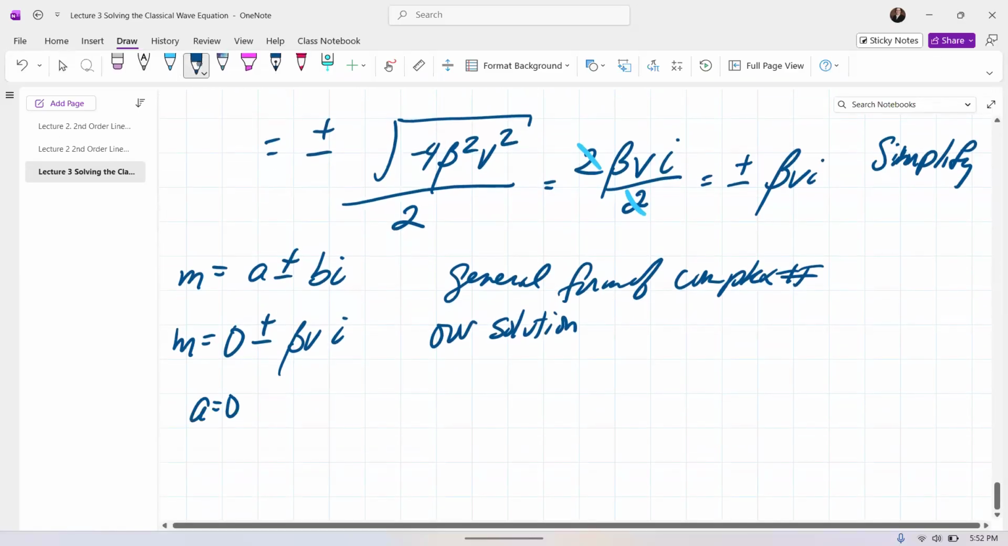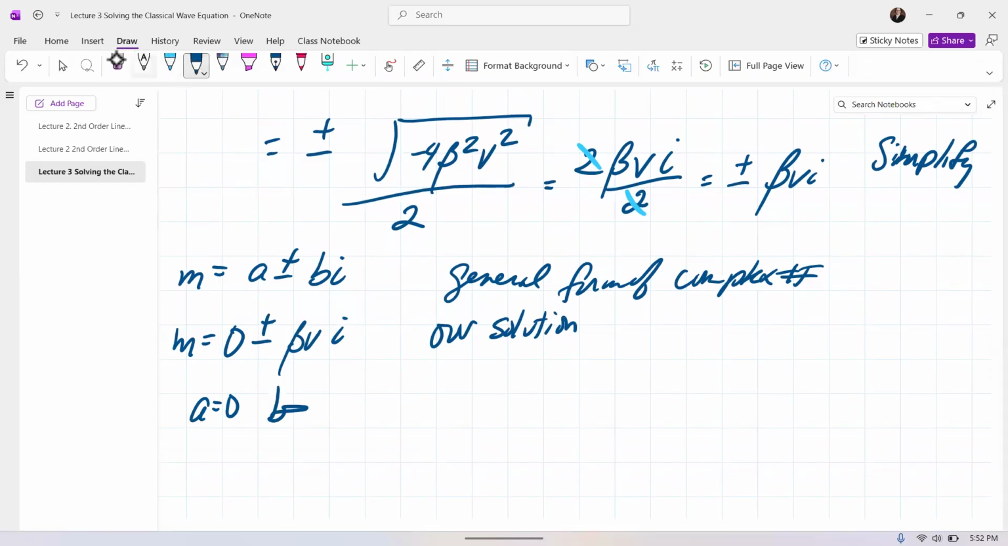And now we're going to deduce a and b by looking at it. a equals 0. That's this part right here. And b equals βv. This is deduce a and b by inspection.